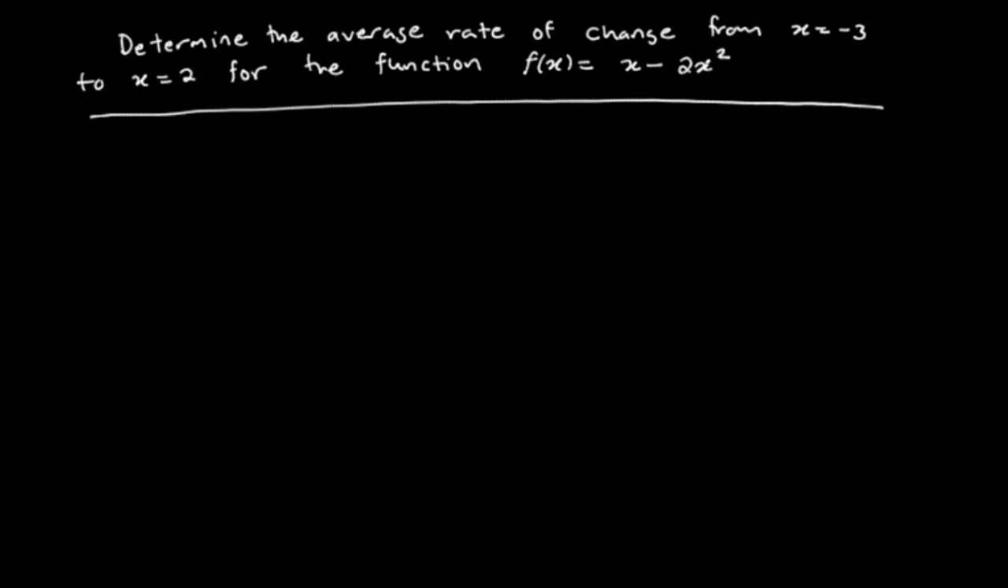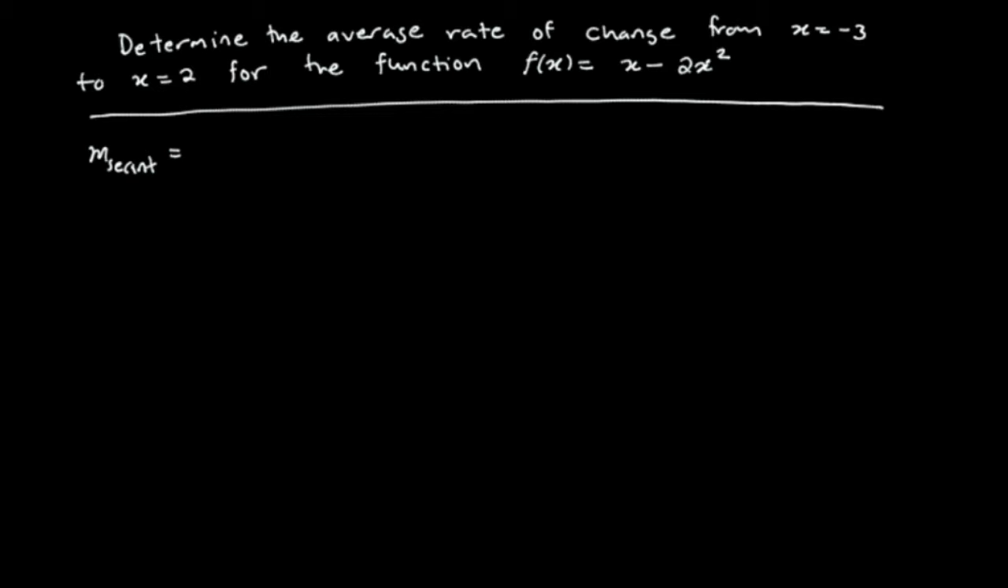All right, let's say we wanted to figure out the average rate of change between 2 points on a particular function. In this case, I wanted to determine the average rate of change from x equal to -3 to x equal to 2. And our function in question here is f of x equal to x minus 2x squared, right? So we know that the average rate of change is technically the slope of the secant.